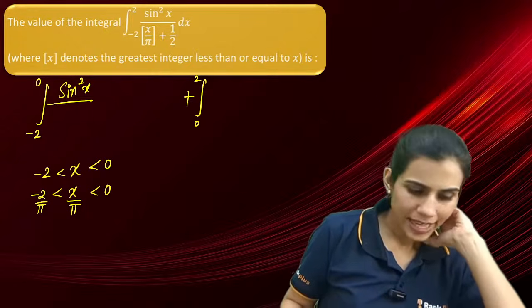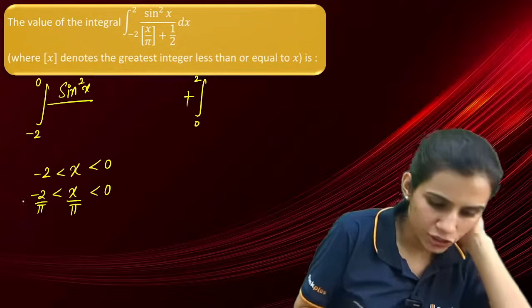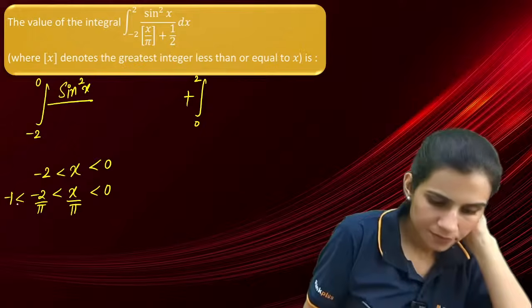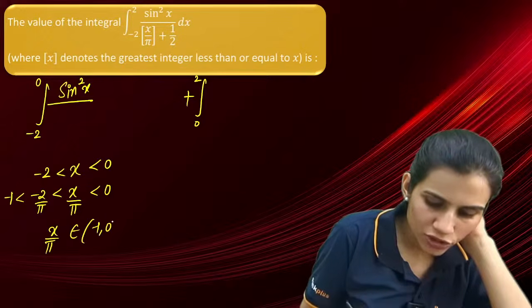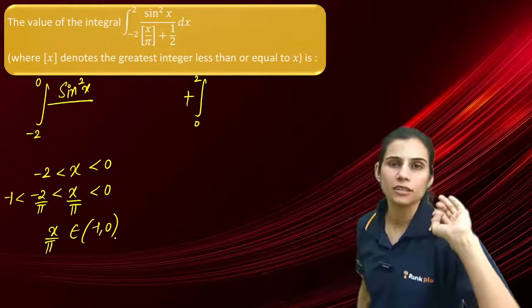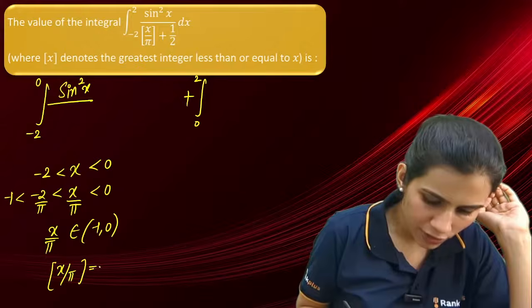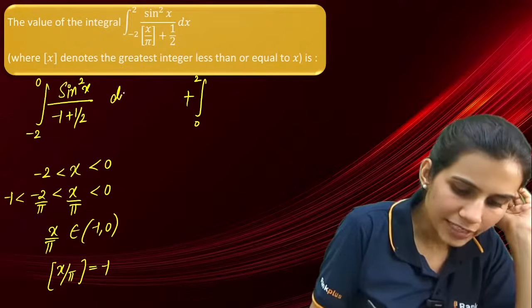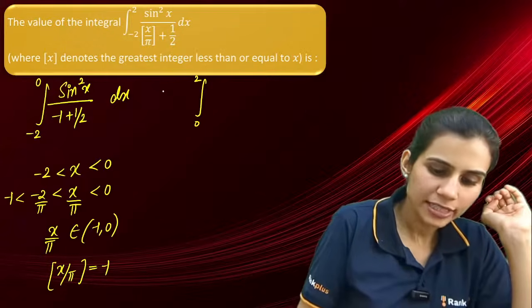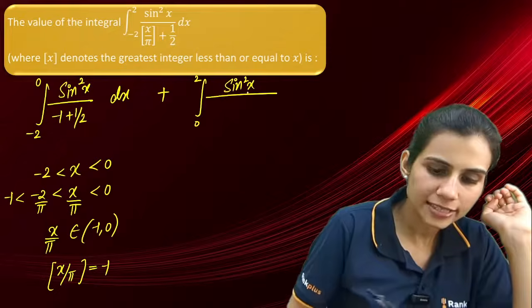And minus 2 by pi, minus 2 upon 3.14, is a negative fraction. This is greater than minus 1. Yes or no? That means x by pi actually is sandwiched in this 1 unit interval, minus 1 to 0. So its GIF is going to be minus 1. So here I get minus 1 plus half dx. Can you see this?